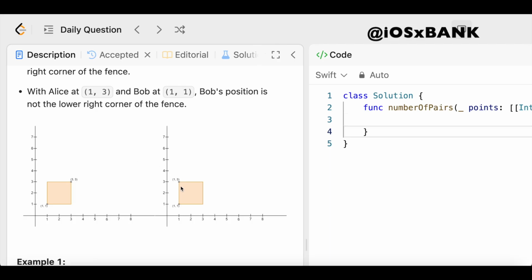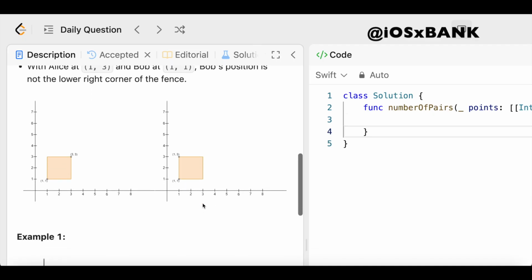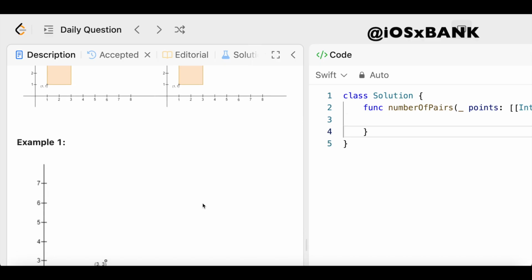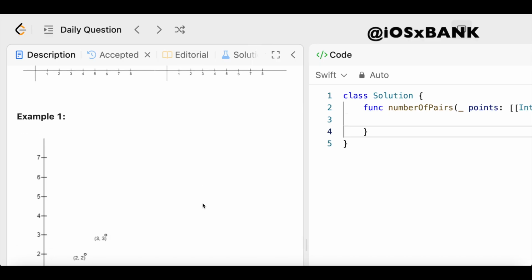Similarly, in this picture right here, we have Alice where she's supposed to be at the upper left corner, but Bob is not where he's supposed to be at the lower right corner. Bob is right here at [1,1] when he should be over here at [3,1]. So now that we understand, or excuse me, we don't understand the question yet. Let's go ahead and take a look at these examples to make sure that we understand the question before we move to the solution.